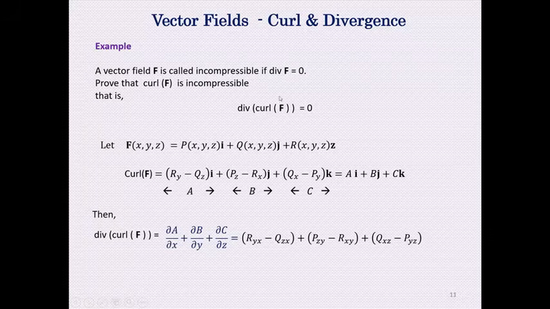Obviously, our strategy is to first compute curl of F, after which we will take the divergence of this vector field. For the curl of F, we write down the formula in terms of the component functions P, Q, R. Let's call the new component functions A, B, C. Then we apply the definition of divergence to the curl of F to get dA/dx plus dB/dy plus dC/dz. And now all we have to do is to differentiate A, B, C with respect to x, y, and z respectively.